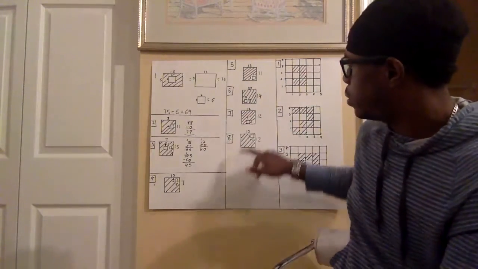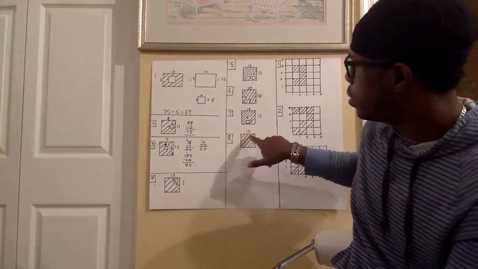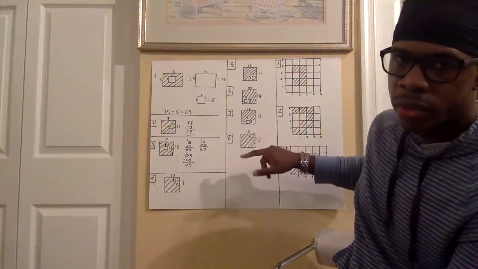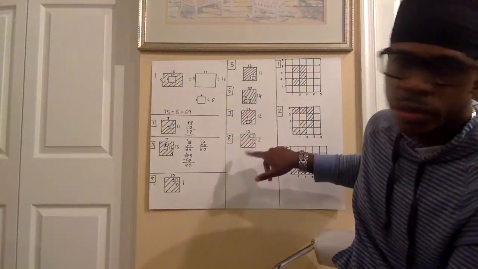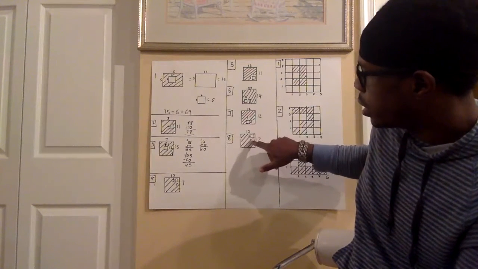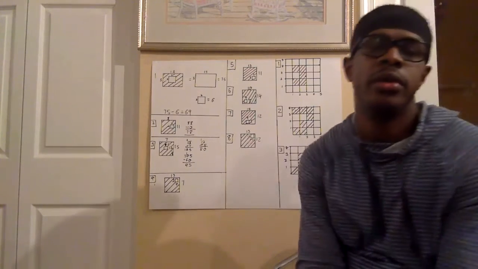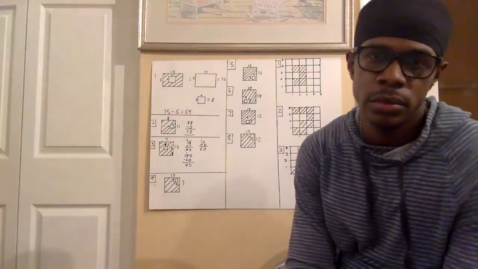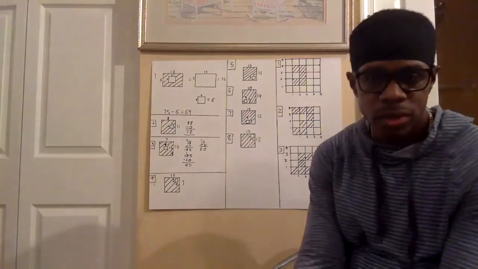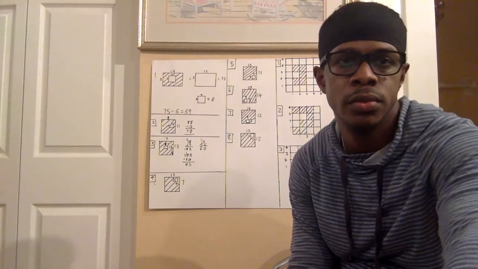For number 8, we have a length of 13 and a width of 12. The small figure inside has a length of 7 and a width of 12. So I'd like you to pause the video, try to do all 5, and work on them together.